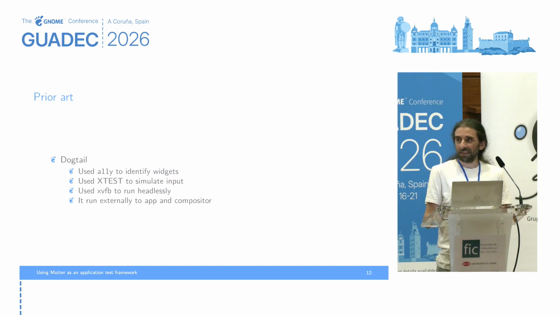And the prior art: there used to be Dogtail back in the day, way back in the day, and it was pretty entrenched on older principles. It used accessibility to identify widgets. It's something that you can still do nowadays, but it is not the best tool for that, because accessibility has enough to do on its own, in addition to being a testing framework for applications.